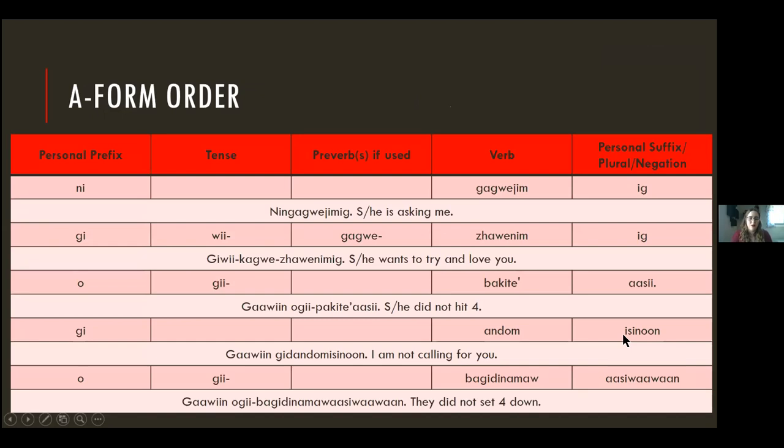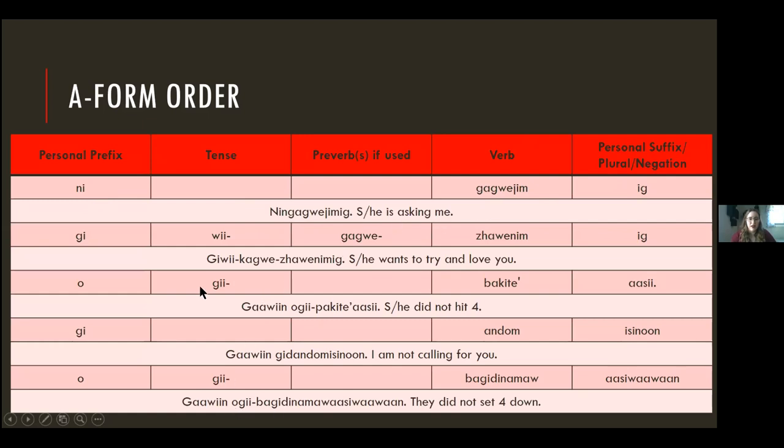Okay, and then I did some more of the order things so that you could kind of see how they go together. So we have personal prefix ni, the verb gagwejim, and the personal suffix plural negation piece is ig. Ningagwejimig. She is asking me.